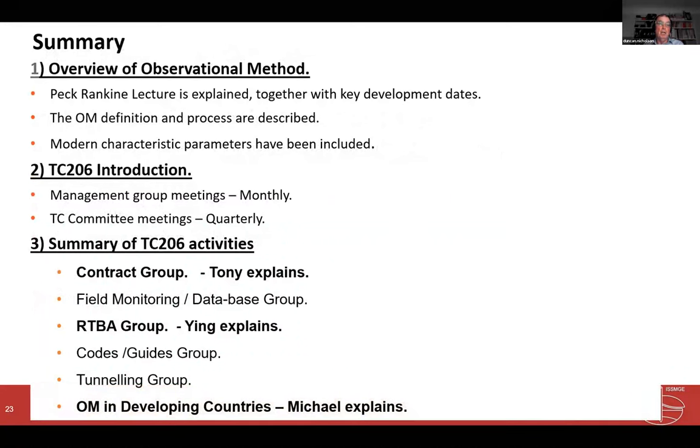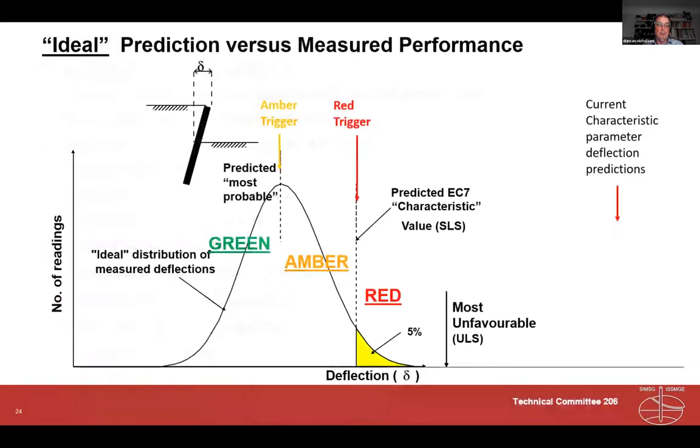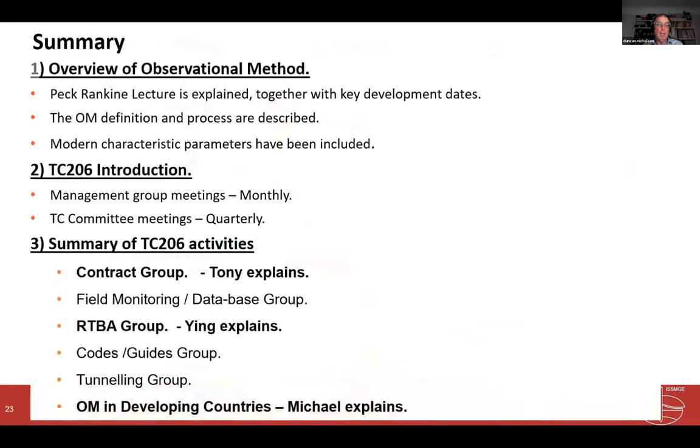So in summary, we've overviewed the observational method. You understand the framework. We've introduced TC206 and how we set ourselves up, and we've summarized some key groups. That's as far as I wanted to go.